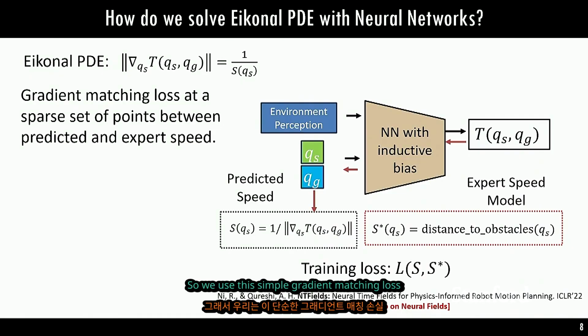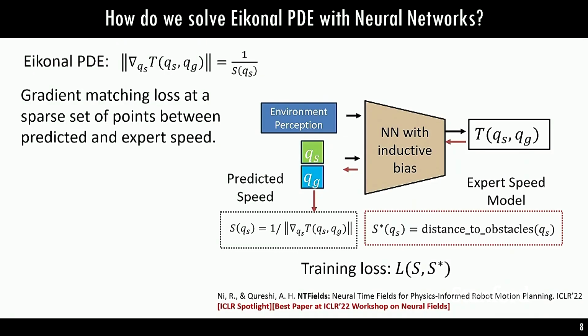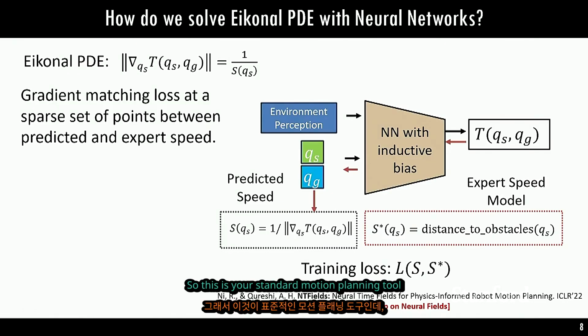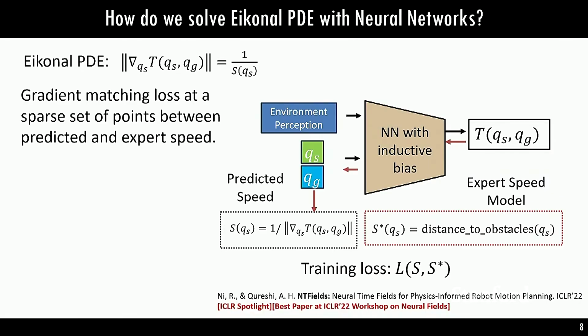So we use this simple gradient matching loss function. If you think about it, the only data that I need is a randomly sampled start and goal and their distance to obstacle. That's it. So this is like your standard motion planning tool. For example, sampling based methods like RRT or RRT star require some collision checker and a way to randomly sample your configuration, and then they have some machinery to find the trajectory, right? Our data is similar.